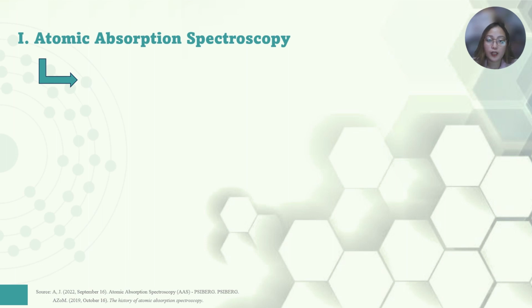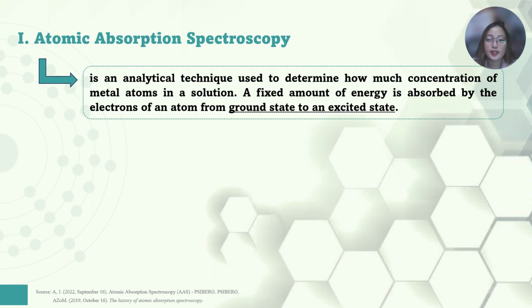Atomic absorption spectroscopy, in short AAS. Atomic absorption spectroscopy is an analytical technique used to determine the concentration of metal atoms in solution. It measures the light absorbed by atoms. In atomic absorption, an atom changes from a ground state to an excited state by taking on energy from its surroundings in a process called absorption.